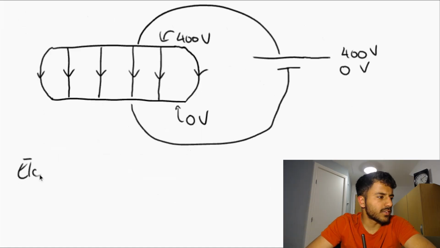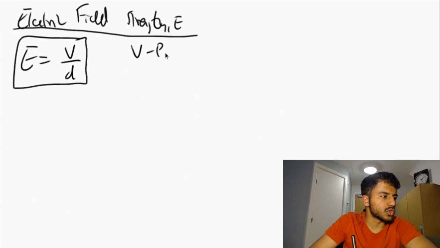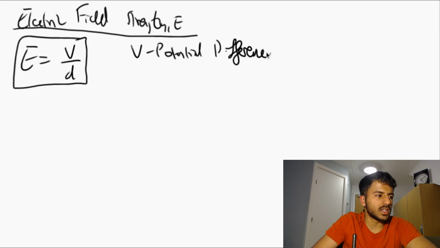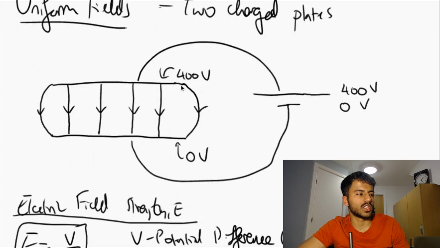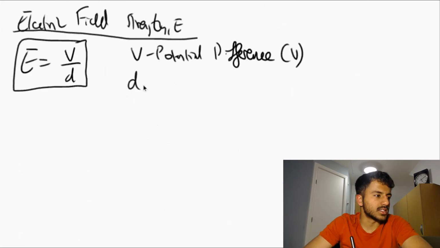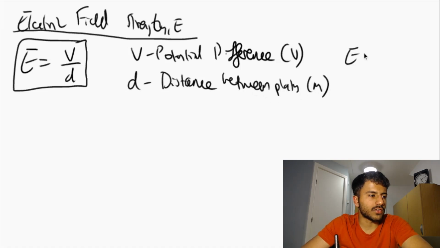The electric field strength equation for two parallel plates is given by the equation E is equal to V over D, where V is your potential difference, and this is given in volts. And in the case above here, your potential difference here is just simply 400 volts. And D represents the distance or the separation between the plates. And that's given in meters. So your unit for your electric field strength can also be represented by volts per meter.